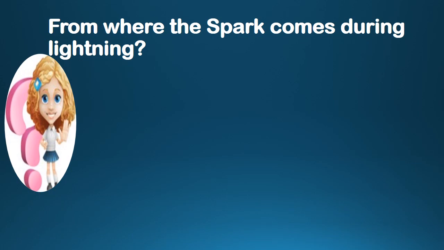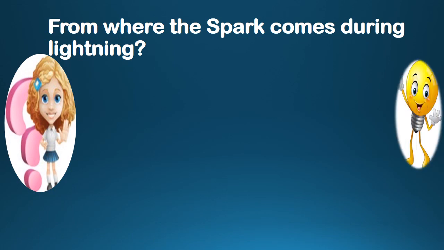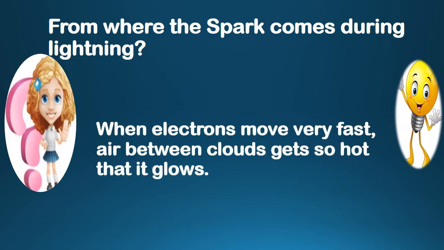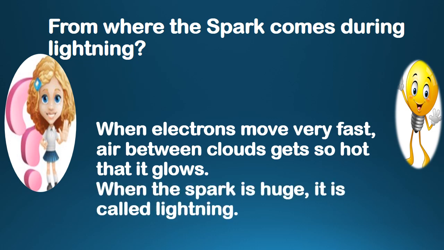Hey Sparkle, from where does the spark come during lightning? Well, when electrons move very fast, the air between clouds gets so hot that it glows like a spark. When the spark is huge, it is called lightning.